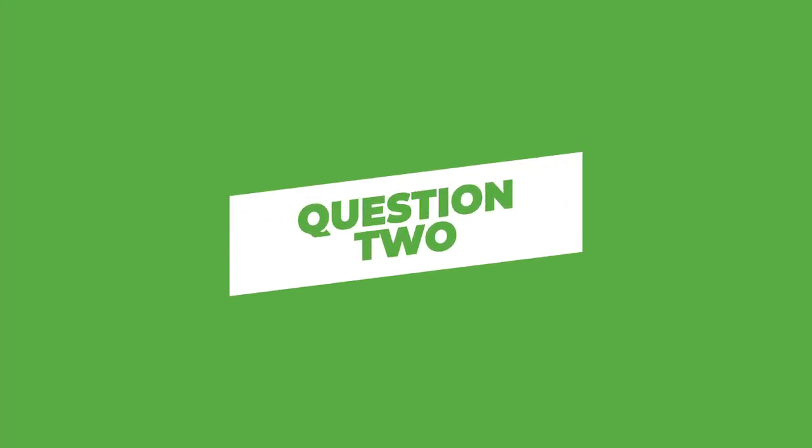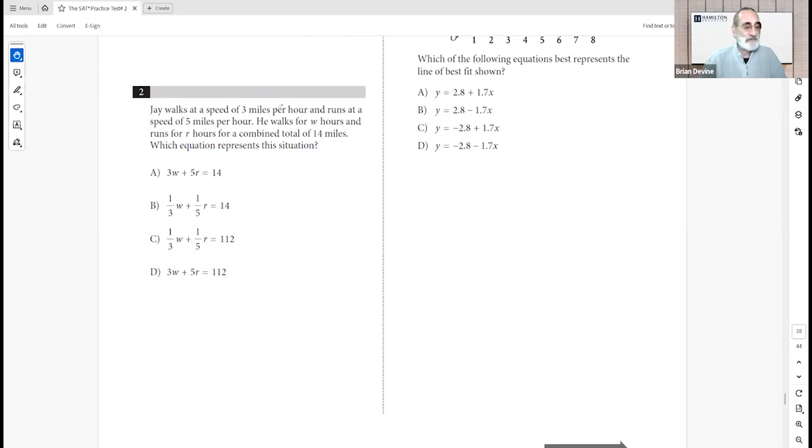Question 2. Jay walks at a speed of 3 miles per hour and runs at a speed of 5 miles per hour. If he walks for W hours and runs for R hours, for a combined total of 14 miles, which equation represents this situation?